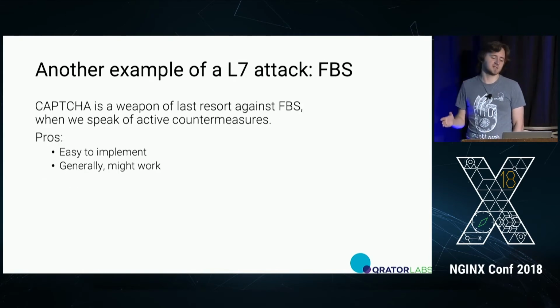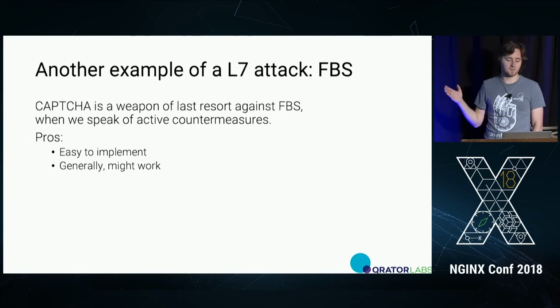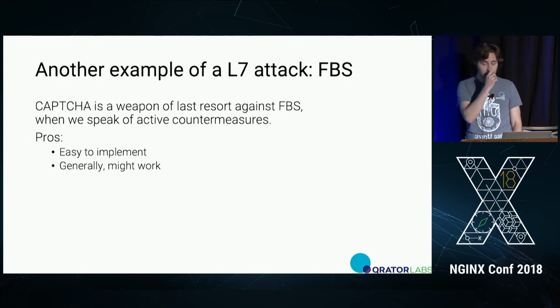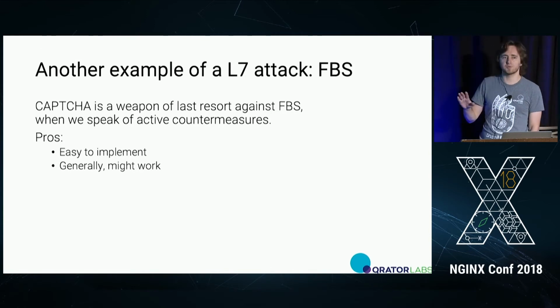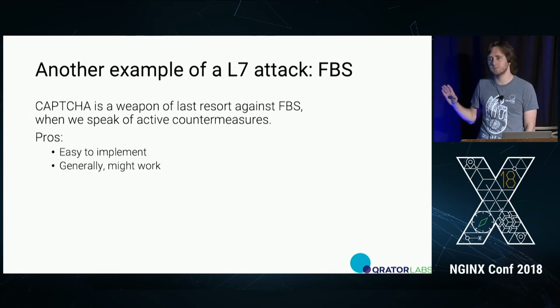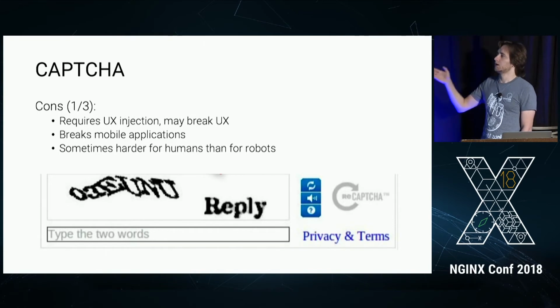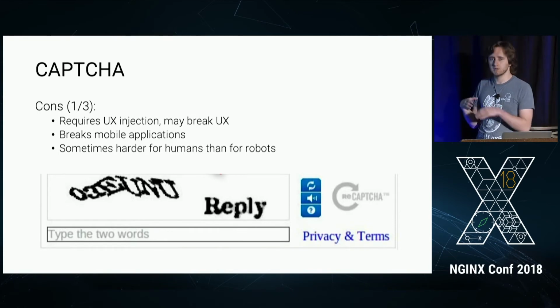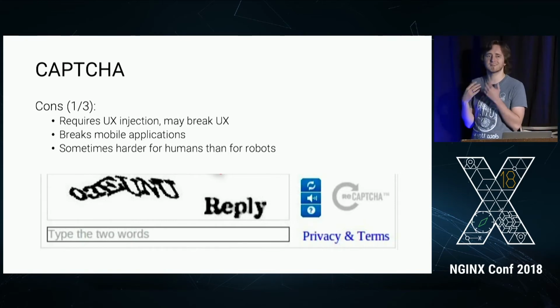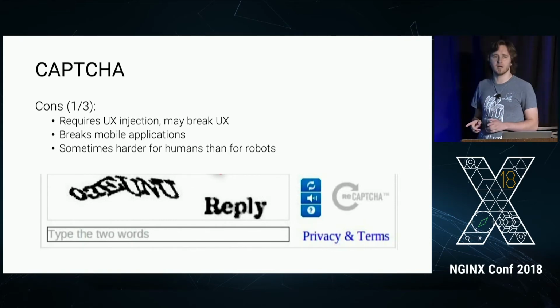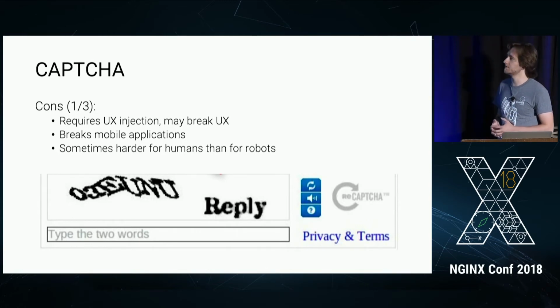CAPTCHA is a weapon of last resort against a full browser stack when we speak of active countermeasures. And it has a couple of advantages. It's easy to implement. ReCAPTCHA is available for free, for example, and generally it might work in most cases. There are also drawbacks of this solution. CAPTCHA requires you to inject some scripts, some images into your user experience, which may break the experience of your users. It breaks mobile applications which are not designed with CAPTCHA in mind.